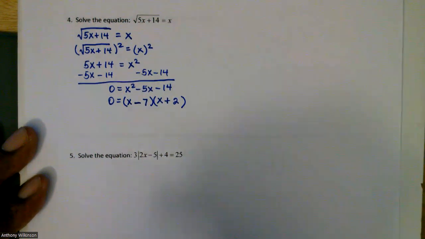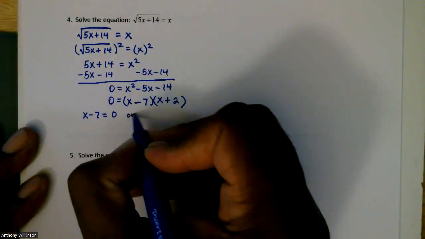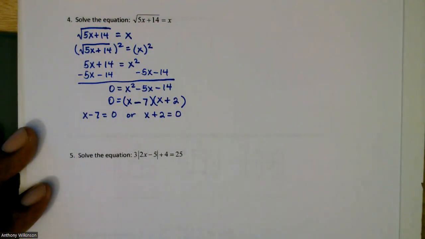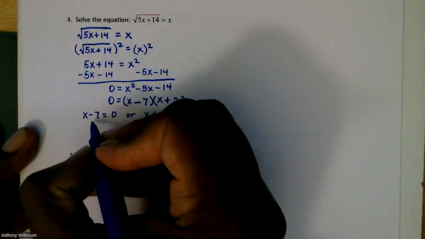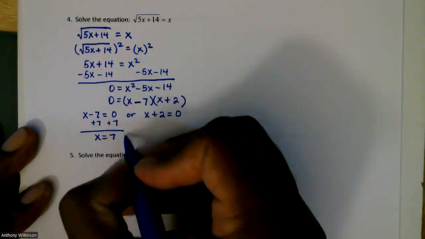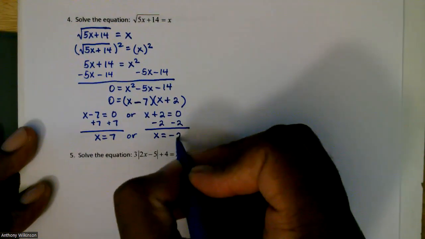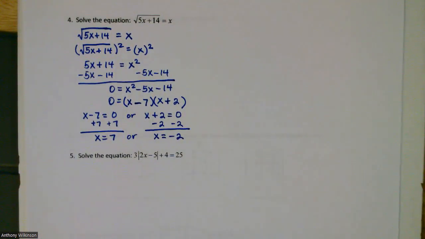And then we'll set each binomial factor equal to 0 and solve for x. So this means x minus 7 is equal to 0, or x plus 2 is equal to 0. Each equation will solve for x. So for the x minus 7 equal to 0, if I add 7, I'll get x is equal to 7. Or for the x plus 2 is equal to 0, if I subtract 2, that means x is equal to negative 2. So these are my proposed solutions, but only one of them satisfies the original equation.